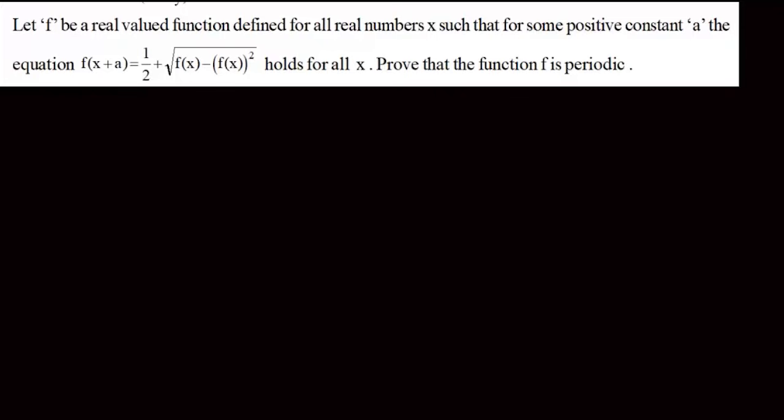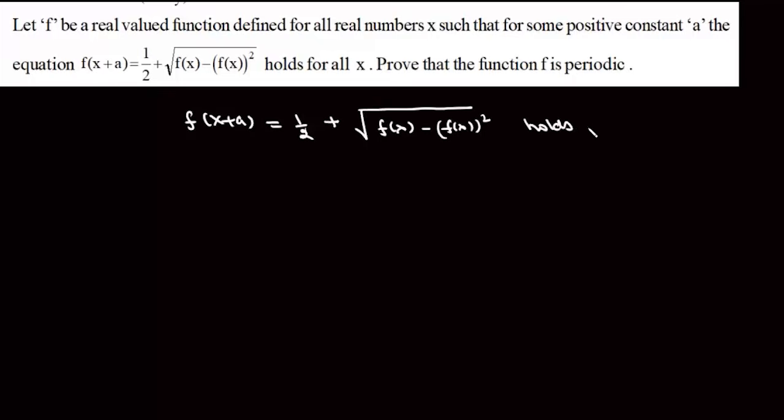Now the question is, let f be a real valued function defined for all real numbers x such that for some positive constant a, this equation f(x + a) equals 1/2 + under root of f(x) - f(x)², it holds for all x.